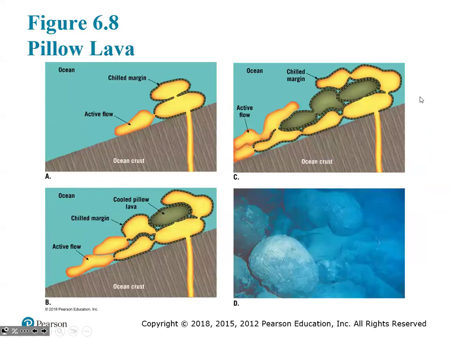Now pillow lava happens where you get a sort of blob of material coming out. It fills up the structure and solidifies on the outside. The outside gets chilled, and you get new blobs forming. This builds up over time, and it looks like a bunch of round, pillowy structures.